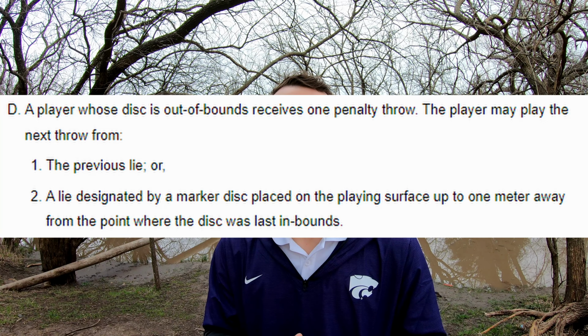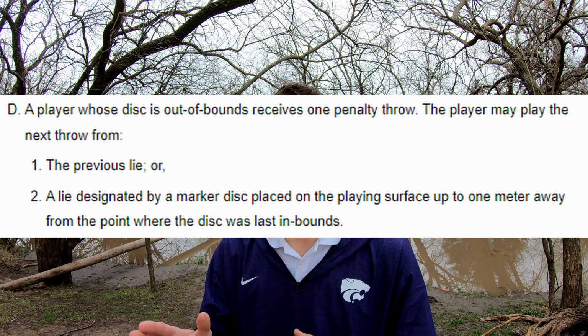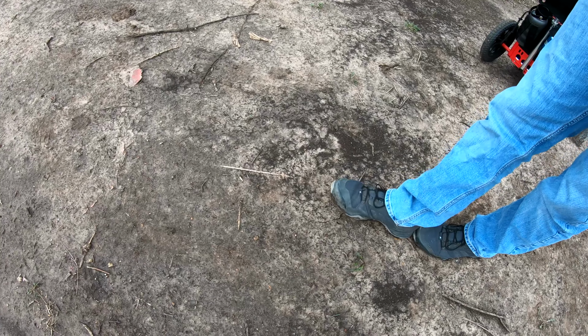If your disc goes out of bounds and does not come back in, you go where your disc goes out of bounds. You would take 1 meter or 3 feet in from where your disc went out, and then you would play from that lie.